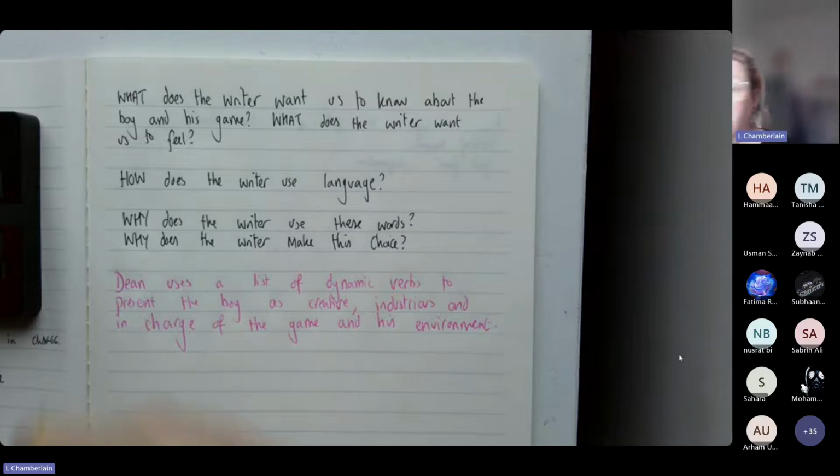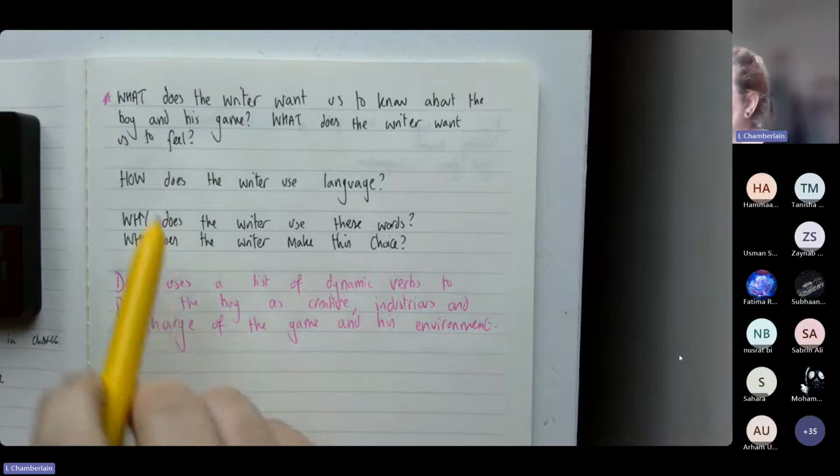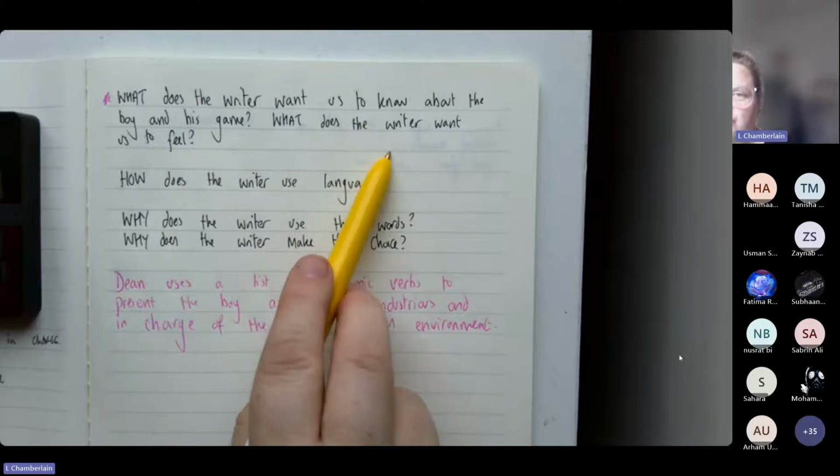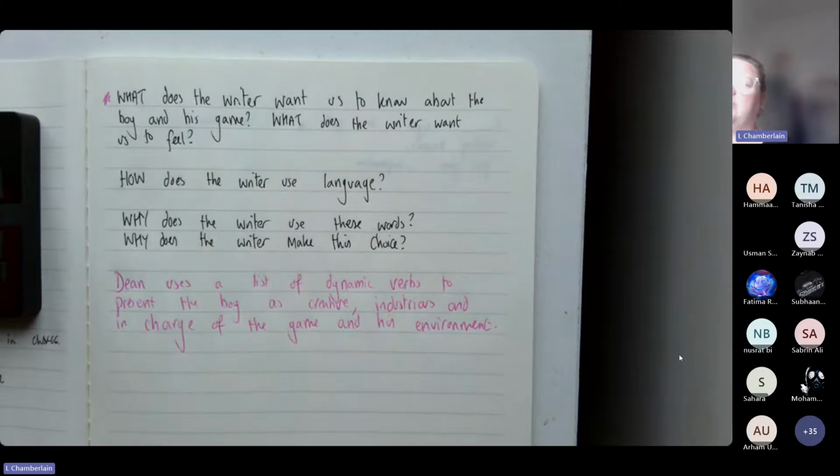That would be my what, okay? So what does the writer want us to know about the boy in the game? What does the writer want us to feel? So Dean uses a list of dynamic verbs to present the boy as creative, industrious, and in charge of the game and his environment. I've definitely answered this what does the writer want us to know bit. What does the writer want us to feel? That might come in more use in a moment.